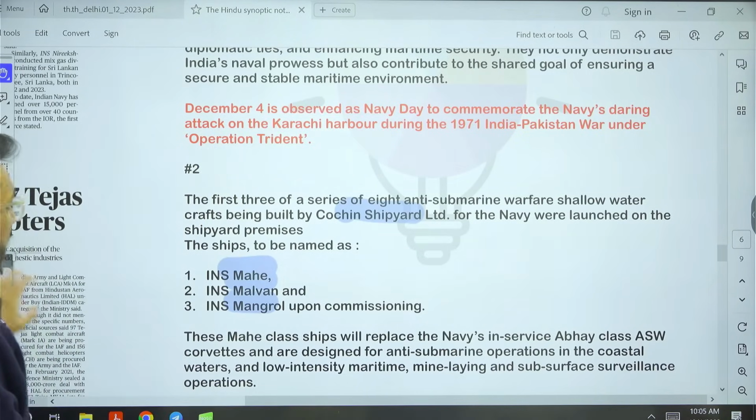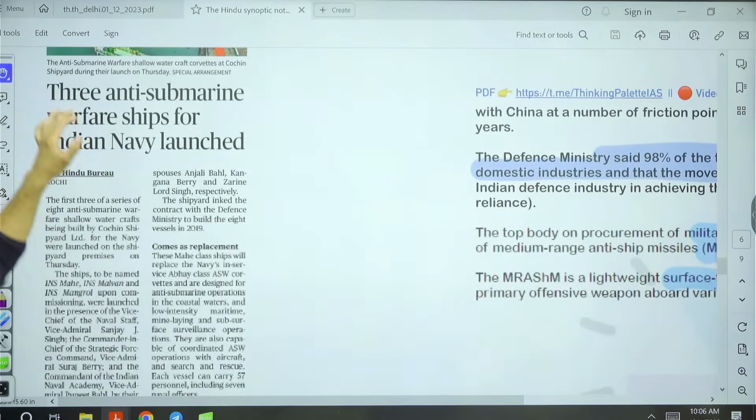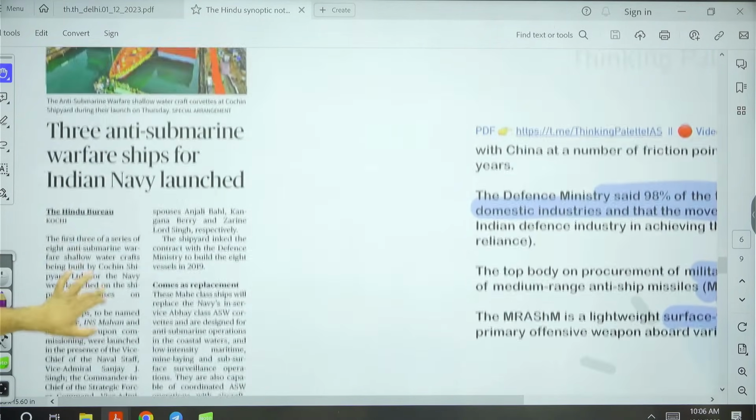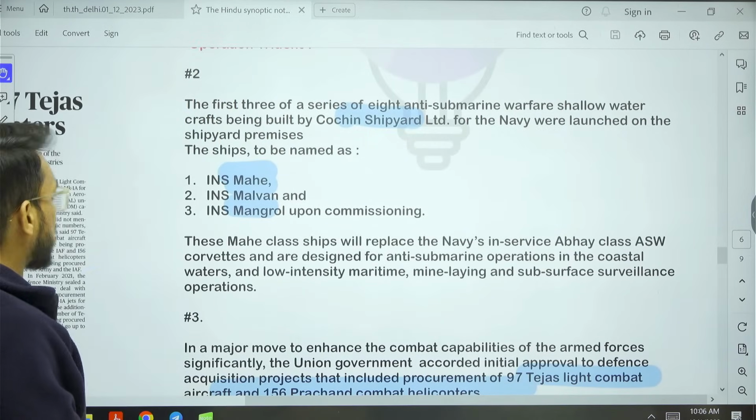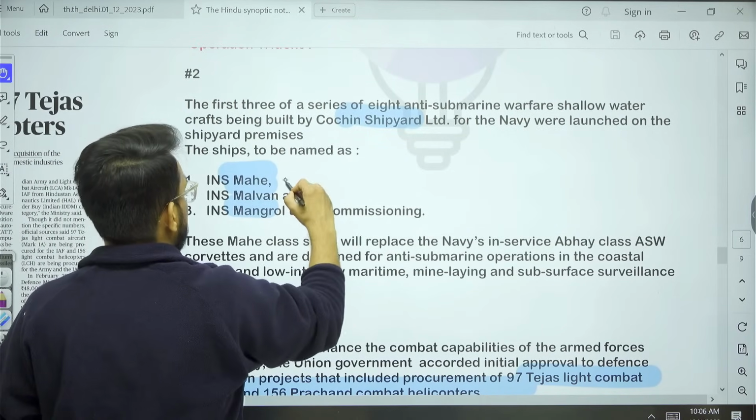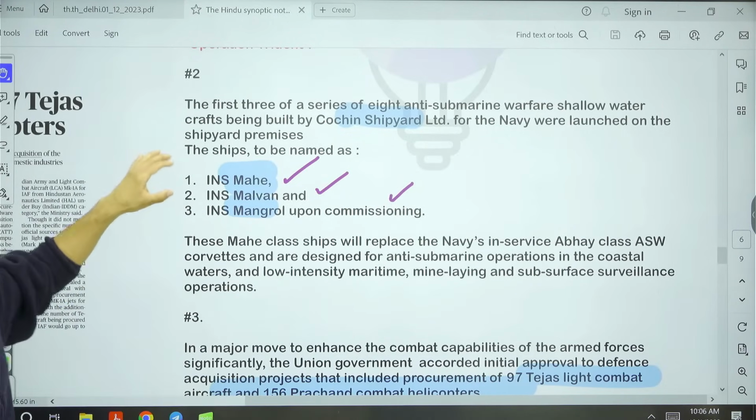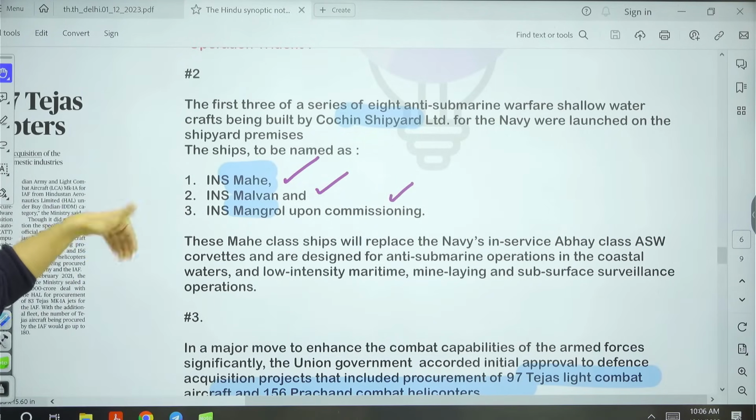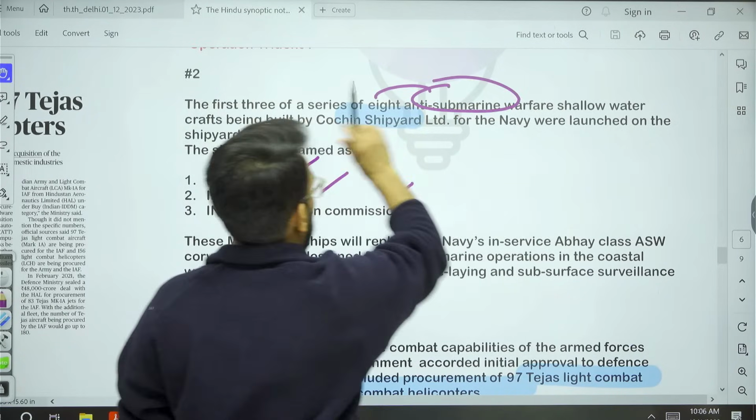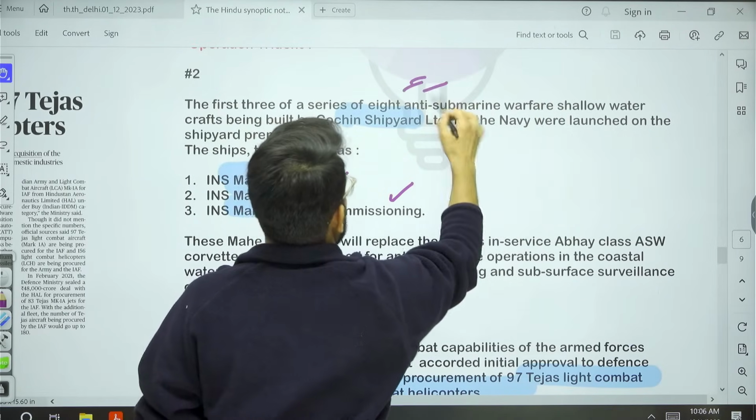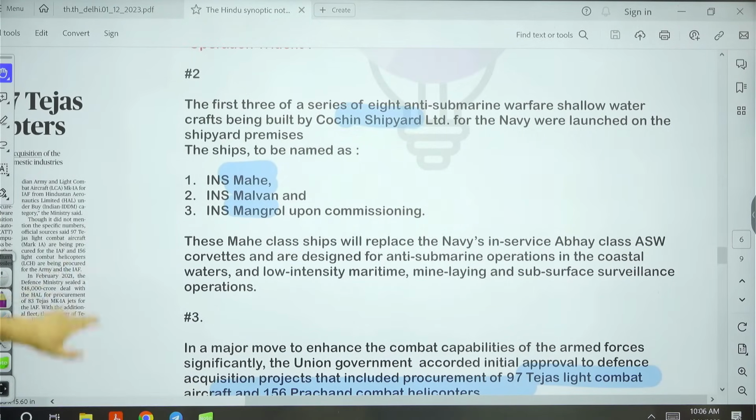Okay. Then next is that guys, here the next article that we have is 3 anti-submarine warfare ships for Indian Navy launched. Okay. So Indian Navy has launched 3 of the ships, that is INS Mahe, INS Malwan and INS Mangrove. These 3 anti-submarine ships have been launched. And who have developed them? They have been developed by Cochin Shipyard.